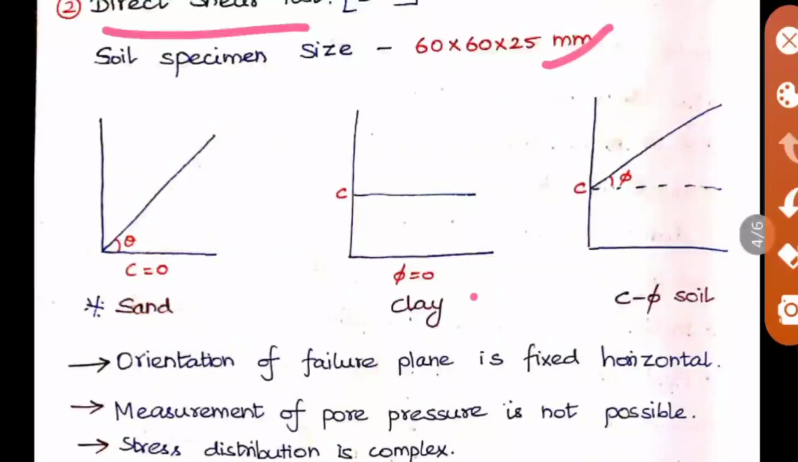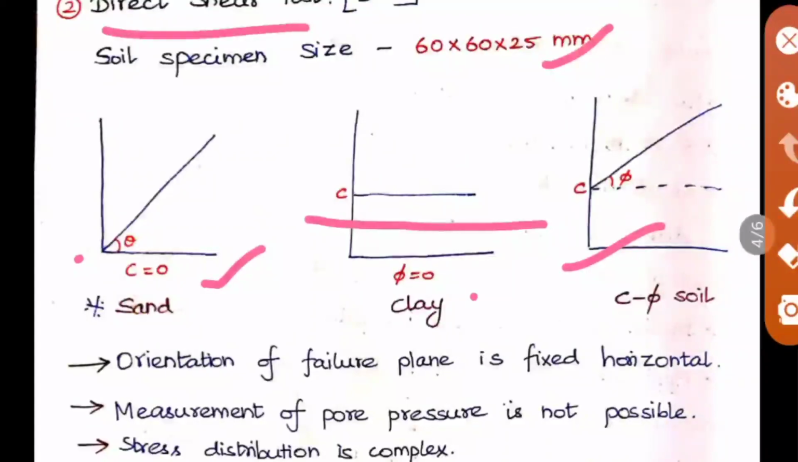So the sand has zero cohesion, so the diagram will be like this only. It starts from the bottom end, but the clay has cohesion only, so it is like this. It will be a straight line. But in a C-phi soil, that is the mixed combination of the sand and clay, you will be having both C and phi. So your structure of this stress and strength will be like this.